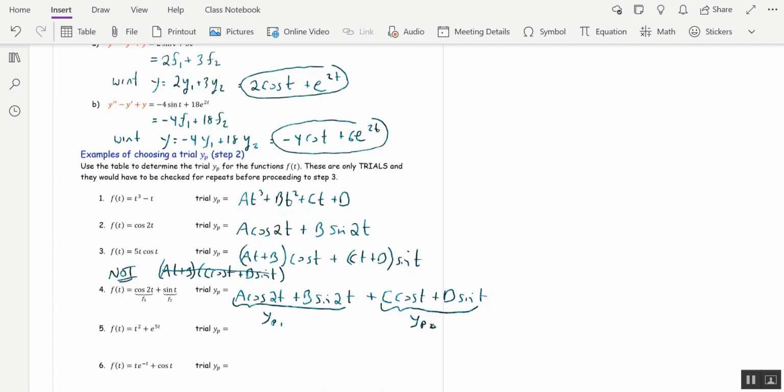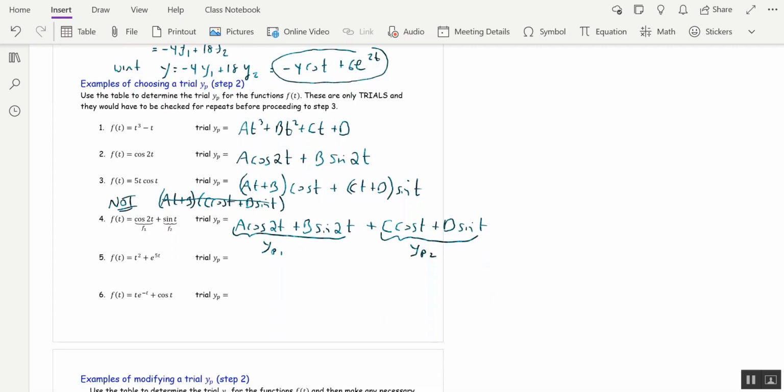All right, next one, again, we've got the sum of an f1 and an f2. So first I need a quadratic polynomial. So my yp1 is going to be at squared plus bt plus c, and my yp2 is going to be a constant times e to the 5t. So d e to the 5t. All right, and the last one is also a combination of an f1 and an f2. So for yp1, I need a linear polynomial, at plus b, e to the negative t.